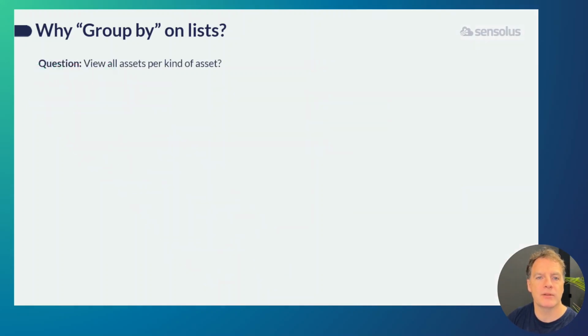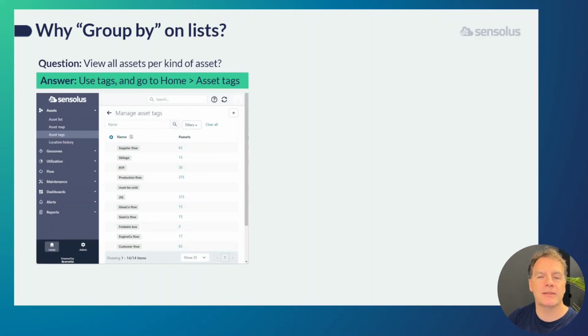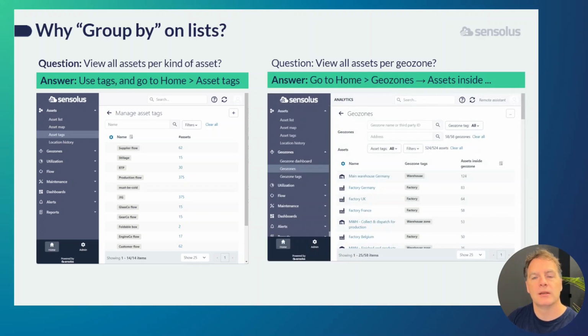Right, to prove the point that some things are present in the platforms and others are not, let's take a few examples. Very often you want to have an overview of all your assets, and then per type of assets. There the obvious solution, that already exists a long time, is to use asset tags. You can go to home asset tags in the platform, and then you can see per type of asset the total count of assets. Similarly, if you want to view all the assets per geozone, you go to the Sensolus view home geozones, then you see a list of all geozones and then the number of assets currently inside the geozone.